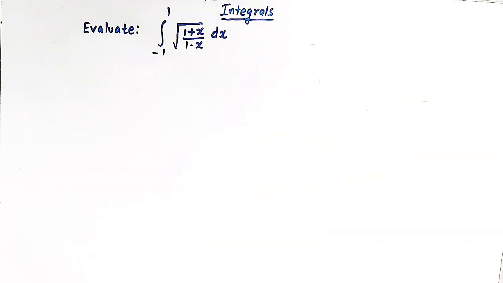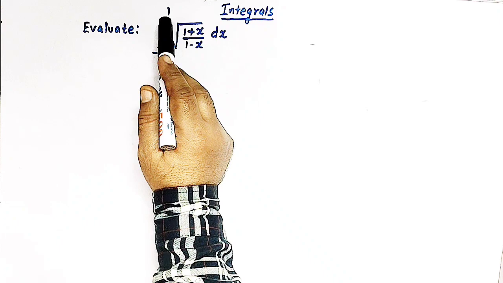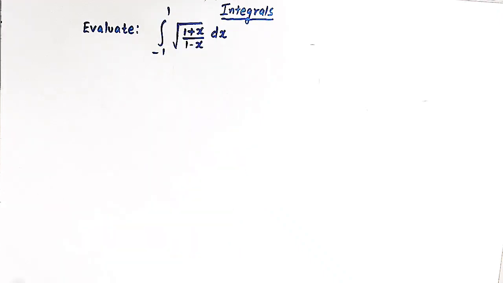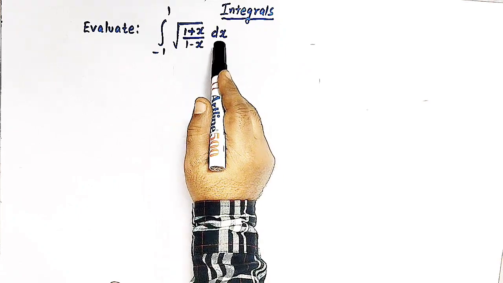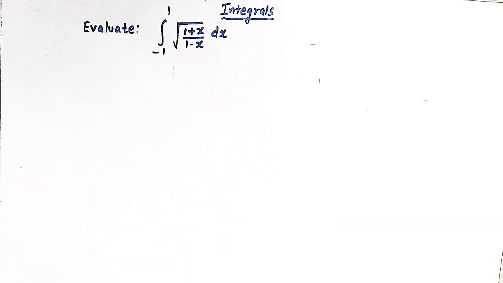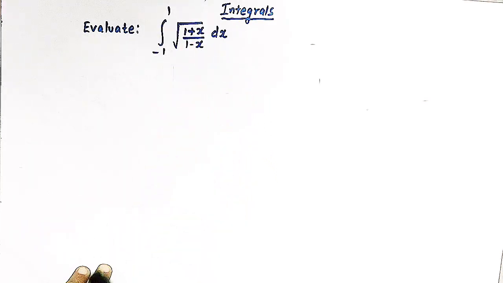Hello viewers, in today's session we are going to discuss another important problem from integrals, and in this session we are going to evaluate this integral, that is integral from -1 to 1, and the integrand is square root of 1 plus x divided by 1 minus x, and here we have dx, right? So here in this class we'll see how we can easily evaluate this definite integral using the concept of beta and gamma functions, right? So let us start.